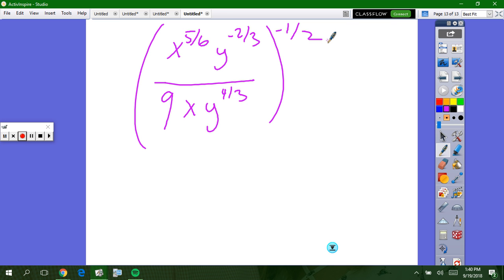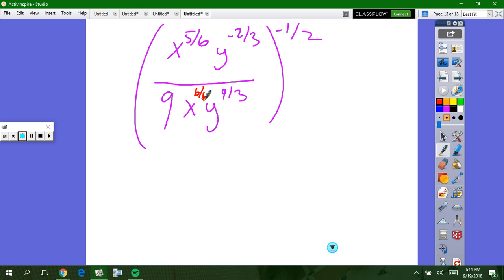Okay. So can we simplify what's inside? Is there any other numbers besides 9? No. So I'm going to leave 9 alone. Okay. Is there any x's on top or bottom? Then I need to work on that because I only want one singular x. Does that make sense? So let's look at the x's. I got x to the 5/6 here, but I got x just on the bottom. What's the power on x if he's just by himself? 1, or we could say he is 6/6.